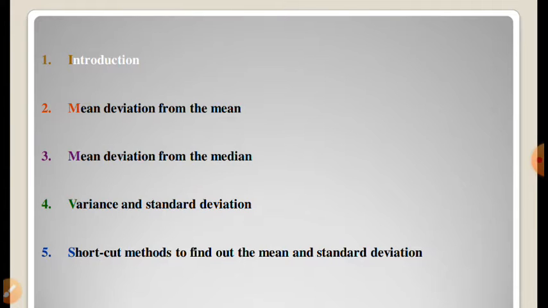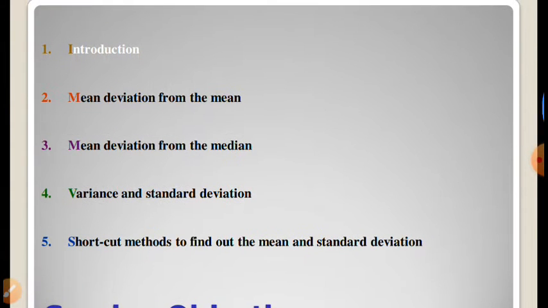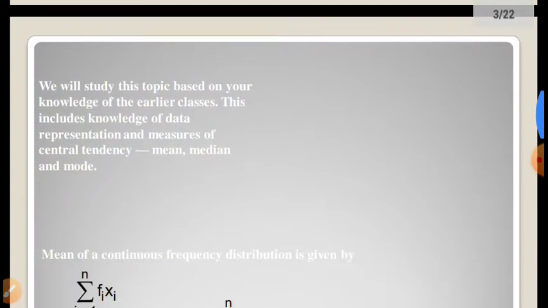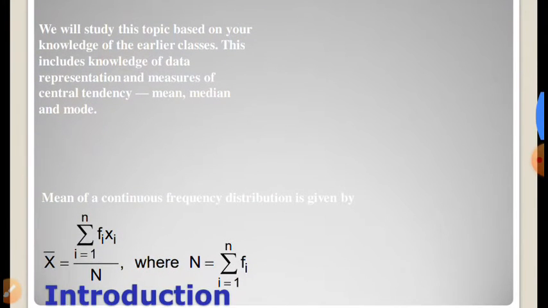So actually, we already learned in class 10th the measures of central tendency. Under the measures of central tendency we learned the mean, median and mode. So now here we recall the mean and median, and mean deviation about the mean and mean deviation about the median. Here we'll study this topic based on the knowledge of the earlier classes.